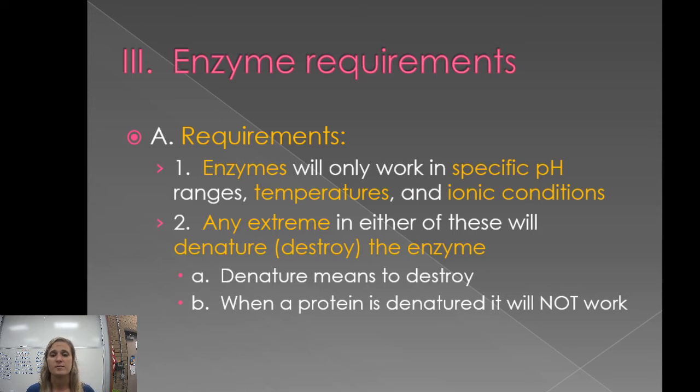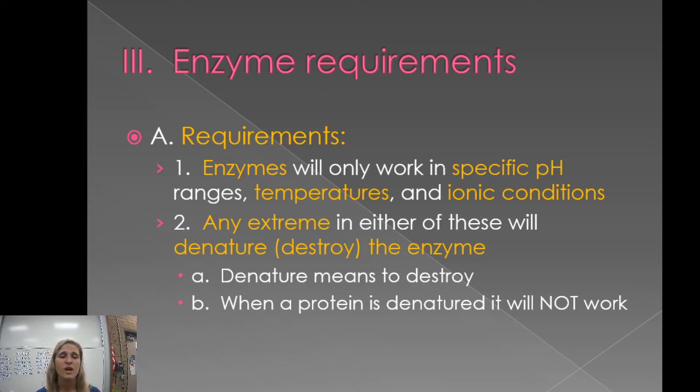All right, for enzymes, there are some requirements. Enzymes only work in specific pH ranges, temperatures, and ionic conditions. So they have an optimal operating capacity. For example, if the environment is too acidic or too basic, then that enzyme will not work. It will denature. If it's in too hot or too cold an environment, it will not work.